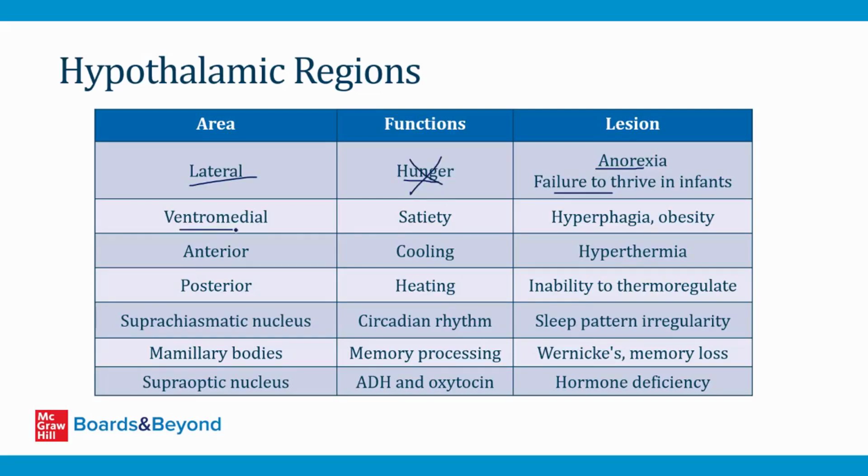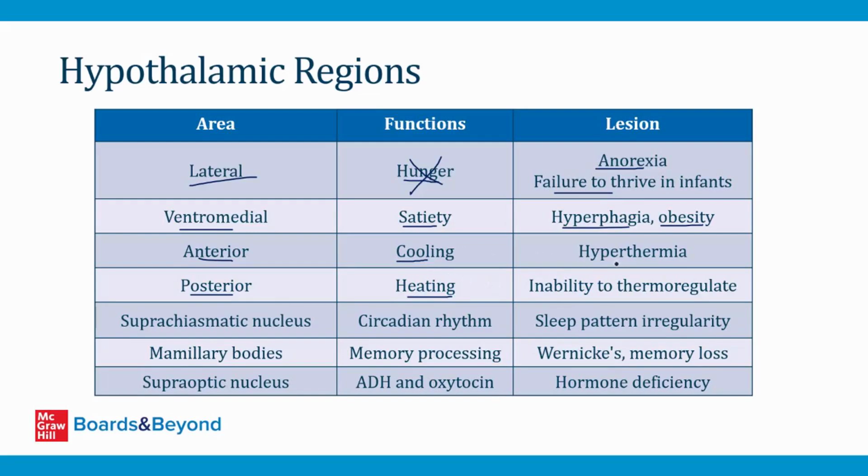The ventromedial region of the hypothalamus is important for satiety. So if you have a lesion here, you won't be able to feel satisfied from food, and therefore you will eat too much, so you will develop hyperphagia, which is consuming too much food, and obesity. The anterior and posterior regions of the hypothalamus are important for heating and cooling. Cooling is regulated by the anterior hypothalamus and heating by the posterior hypothalamus.